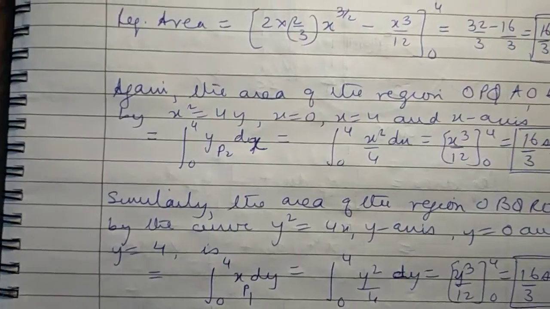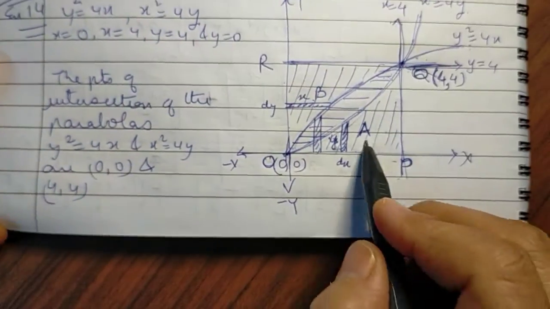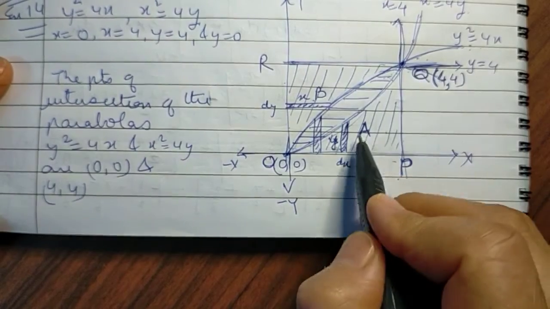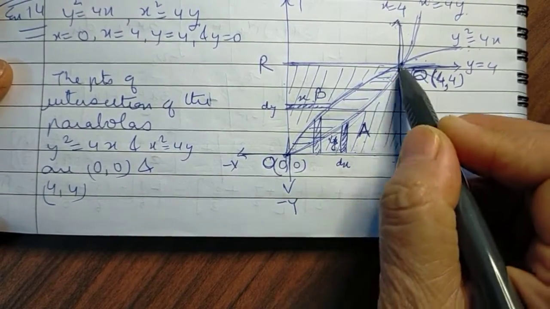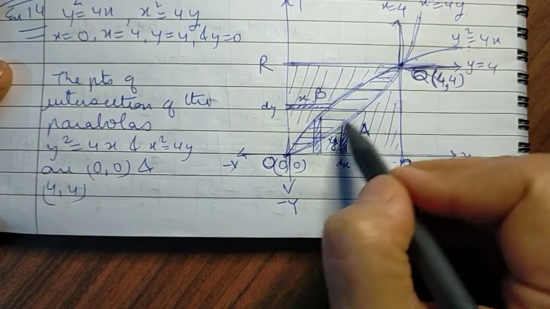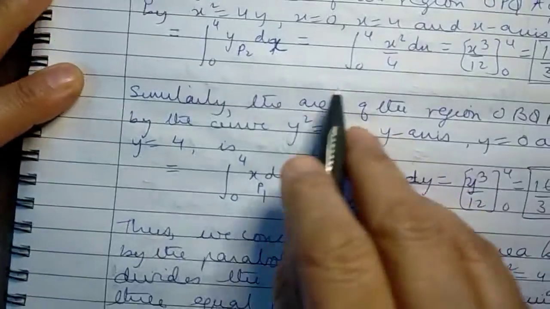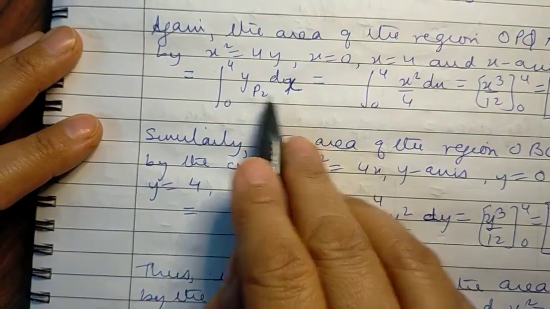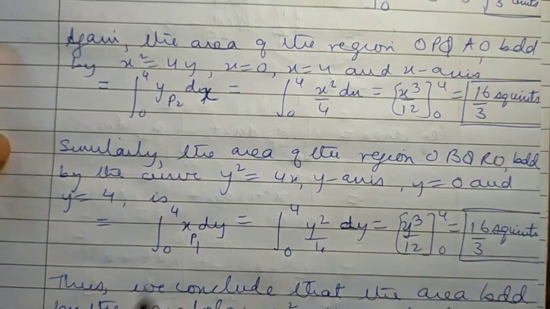Then we find the area of the region A, which is this one. This area is bounded by parabola 2, which is x squared equal to 4y, and the x-axis. So that's what we do: parabola 2 dx from 0 to 4, which comes out to be 16 by 3 square units.